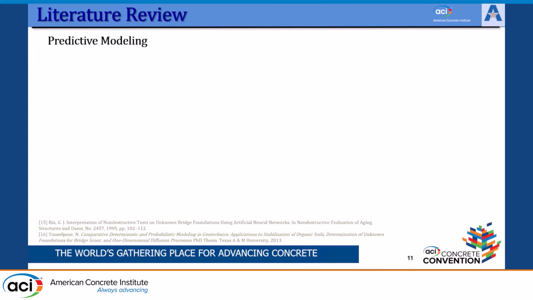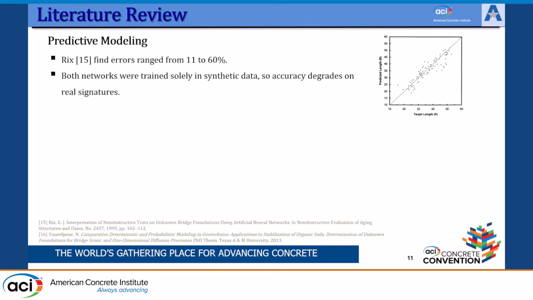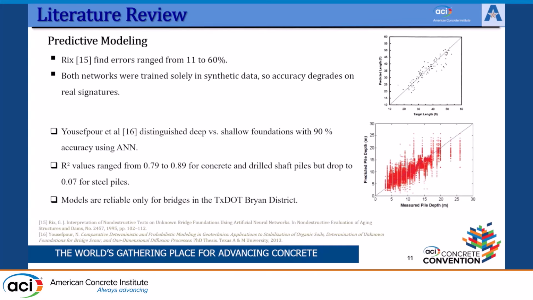Previously, some researchers tried to introduce predictive modeling into that problem. As you can see, Rix here tried to solve this problem using ANN back in '95. And obviously, due to lack of data, he didn't get very good results, but he introduced a good method for doing that. In recent times, Yusuf Ford tried to solve this problem using ANN. She did well with distinguishing the deep and shallow foundation, but the problem is with the steel piles, she didn't get very good results, and it's also specific to a single zone.